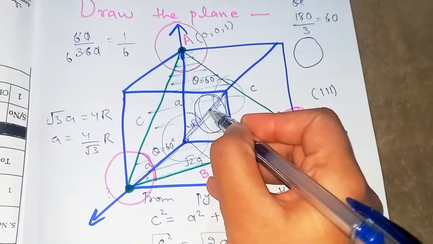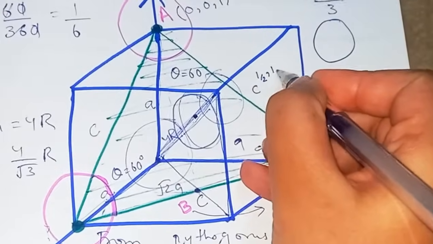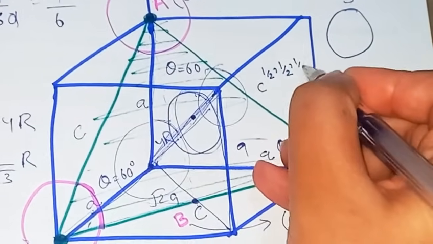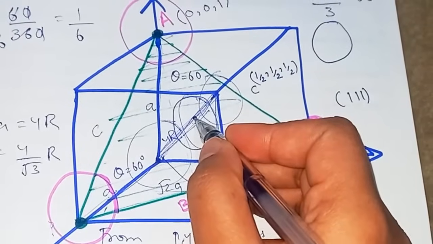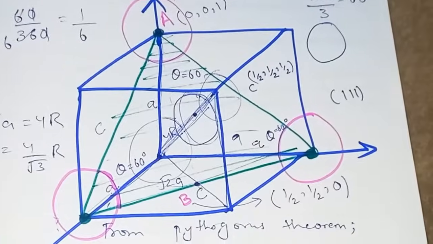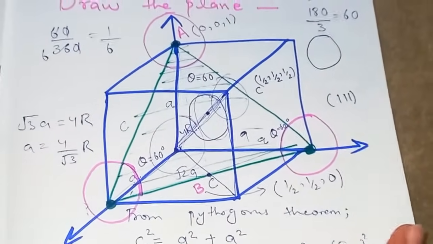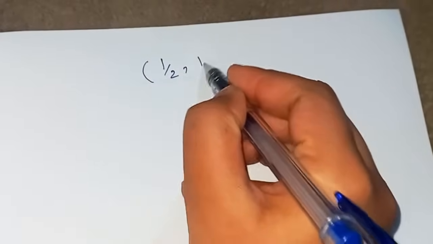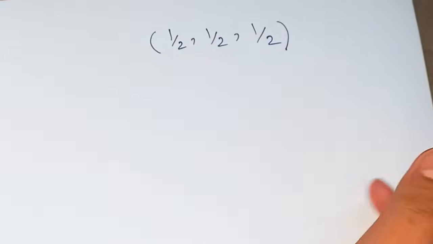Let's see what this point is. This centermost point is actually 1 by 2 along x, 1 by 2 along y, and 1 by 2 along z. This is the coordinate of the center point, and also the coordinate of the center of this body centered atom, because it's exactly at the center of the cube. So we want to know whether this point lies on the plane or not, that is what we need to inquire.